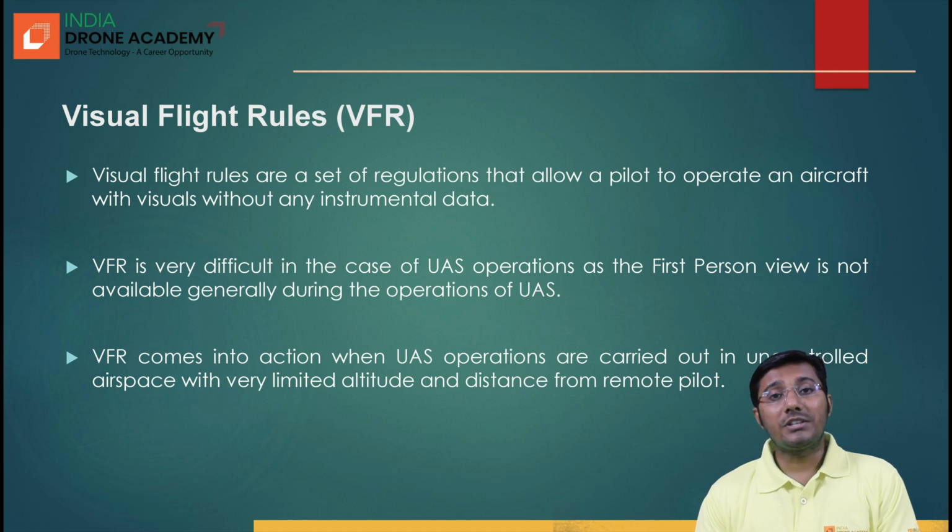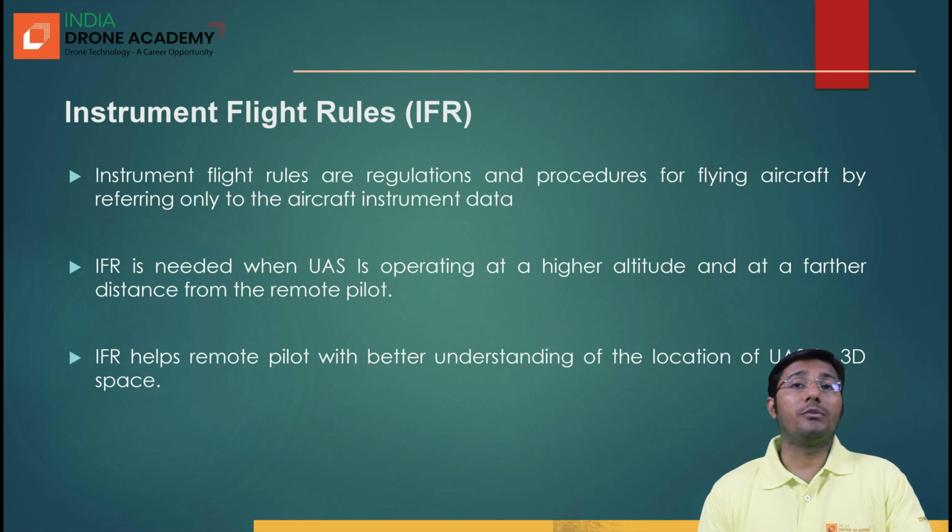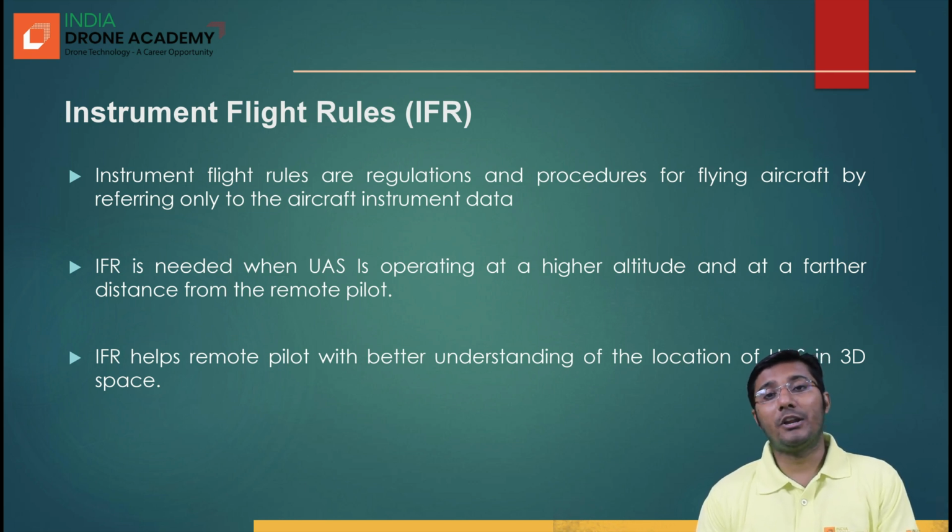Instrument flight rules are regulations and procedures for flying the aircraft by referring only to the instrumental data in the cockpit. The instrumental data is available in the aircraft's cockpit, and in the case of unmanned aircraft systems, the instrumental data is available on a screen in the ground control station. So IFR is needed when the UAS is operating at a higher altitude, when it is in a BVLOS operation, beyond visual line of sight, that means much away from the remote pilot. IFR helps the remote pilot better understand the location of the aircraft in three-dimensional space.